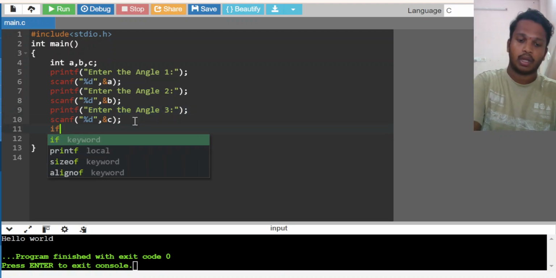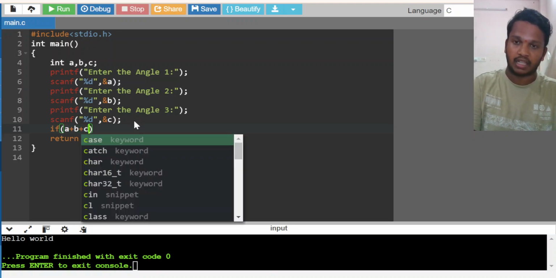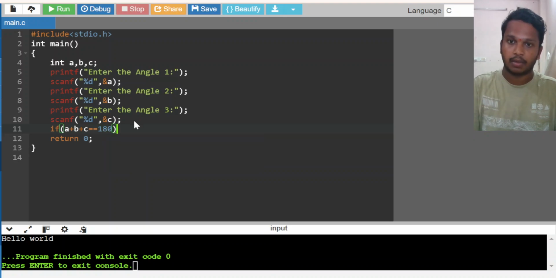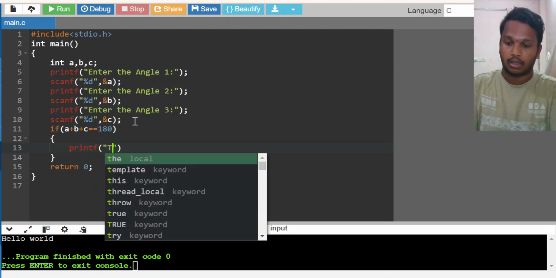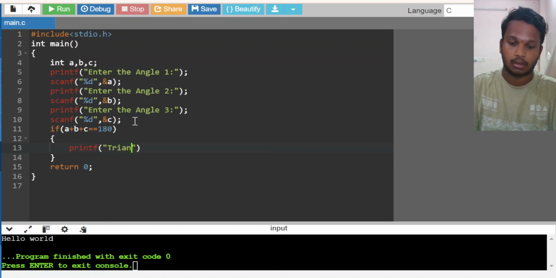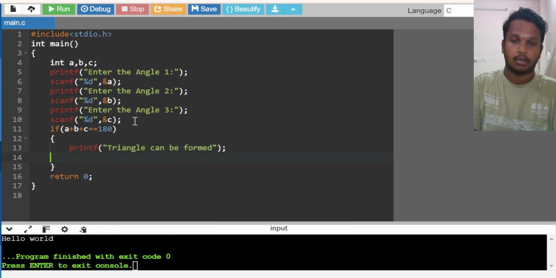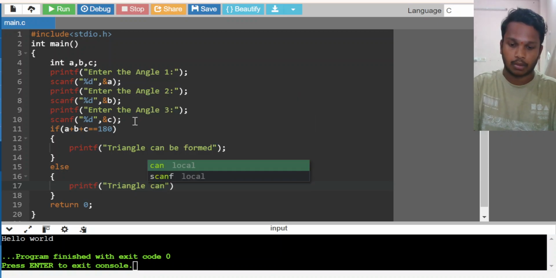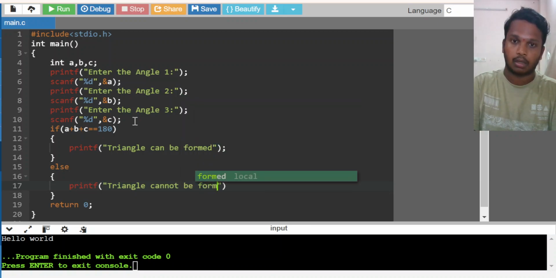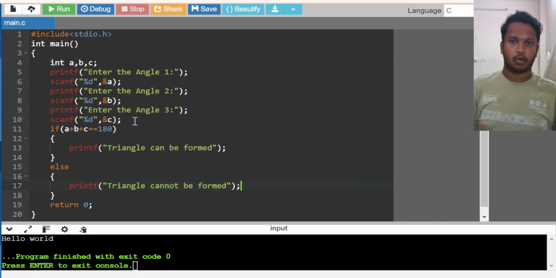After that, what do we need to do? If A plus B plus C is equal to 180 degrees, then what do I need to print? Triangle can be formed. Or else, what happens? Triangle cannot be formed, right? Okay, this is the program. As per the algorithm, I converted every line into the program. So this is the C program.